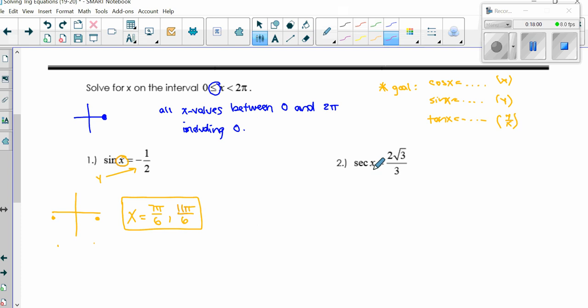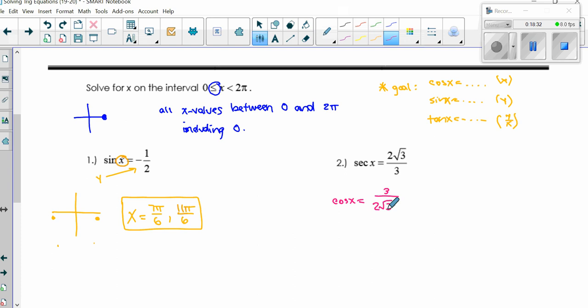Okay. Over here I have secant. Secant is the reciprocal of cosine. So what this means is I can change secant to cosine x, but to get secant to cosine, I would have to flip this. And if I flip the left side, I have to also flip the right side, so that I can keep this an equal equation, and I haven't changed it. So I flip the left to make a cosine, which means if I flip the right, I get 3 over 2 root 3. So basically I just did the reciprocal of both sides.